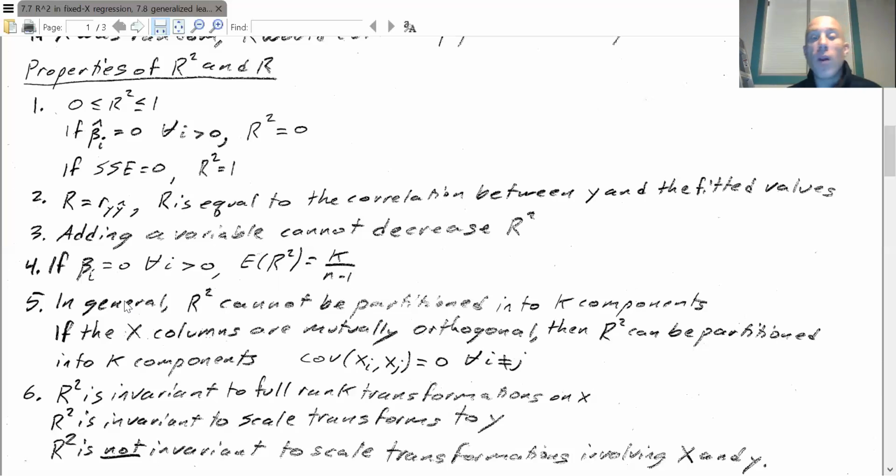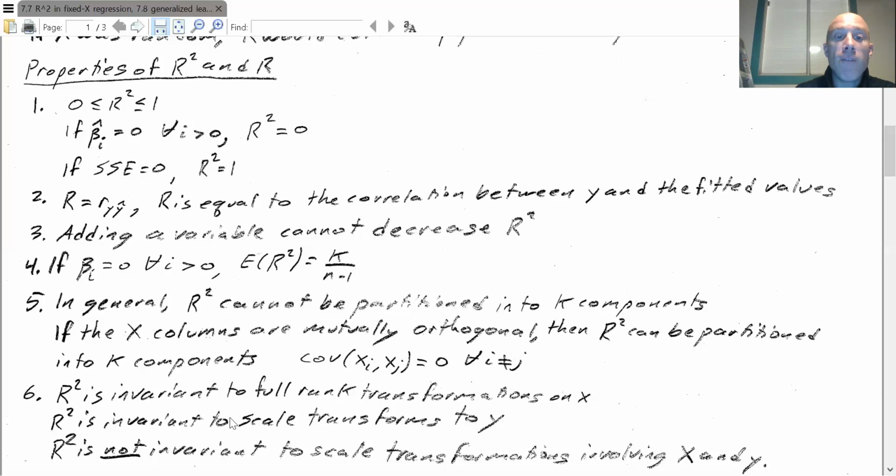Now, in general, R squared cannot be partitioned into k components. So if I have k predictor variables, I can't break up all the aspects of the correlation that's going on between the fitted values and the target variable. But if the columns of x are mutually orthogonal, then we can get R squared to be partitioned out, and I can figure out what portion of the correlation is coming from each predictor variable. So in this situation, we're saying that the covariance between predictor variables is equal to 0 whenever the predictor variables are not the same.